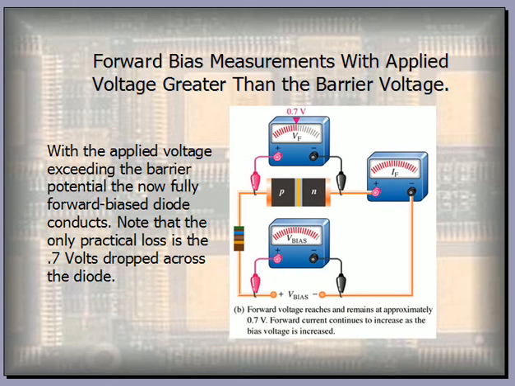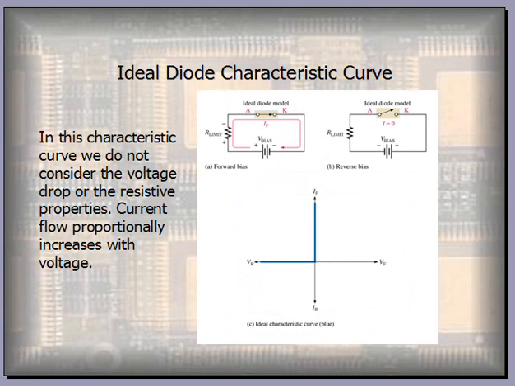With the applied voltage exceeding the barrier potential, the now fully forward biased diode conducts. Note that the only practical loss is the 0.7 volts drop across the diode. So all you're measuring is 0.7 volts, even though the bias voltage is much greater than 0.7.